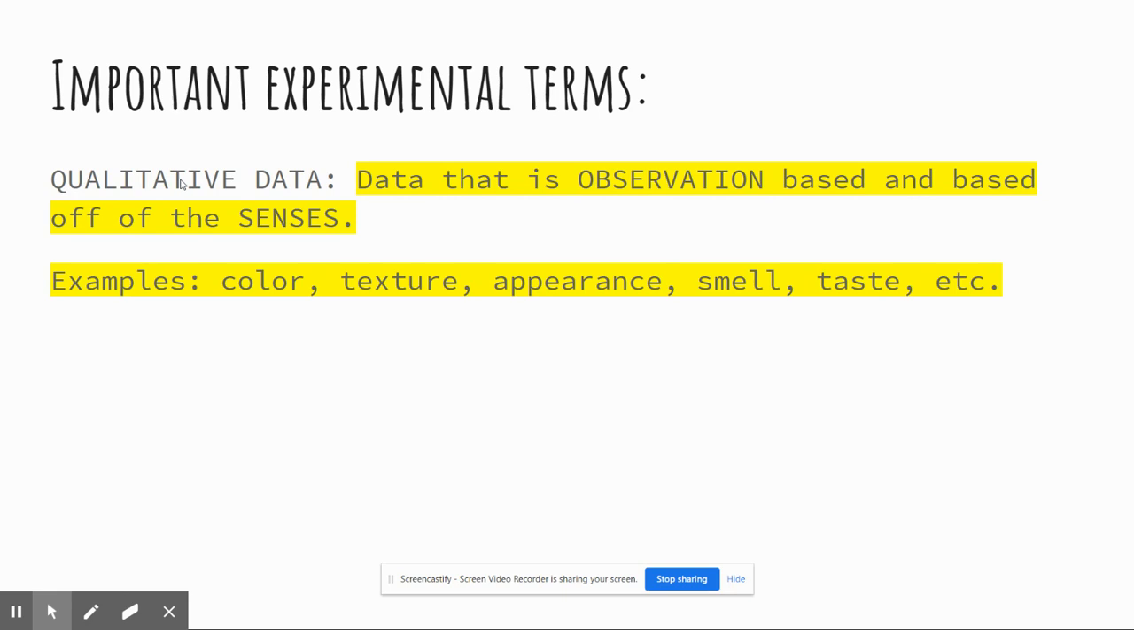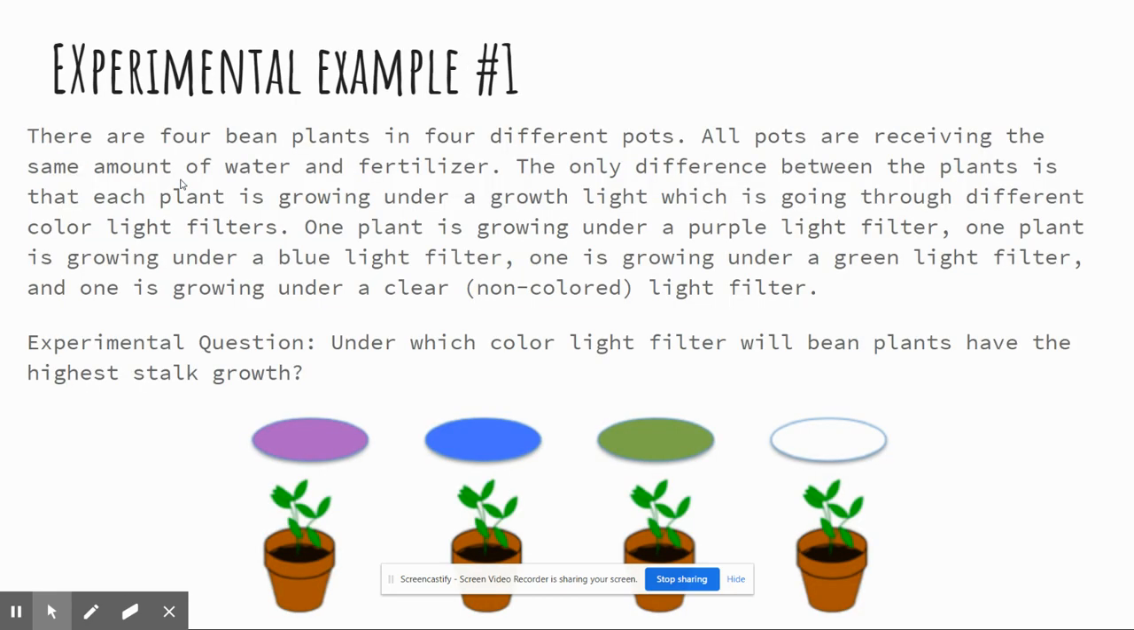Now, what we're going to do is we're going to look at a couple of experiment examples, and we're going to talk about in that experiment what are going to be our identifiable experimental terms. What would be the independent variable, the dependent variable, the control, the constants, qualitative data, quantitative data, things like that. So here's our first example.